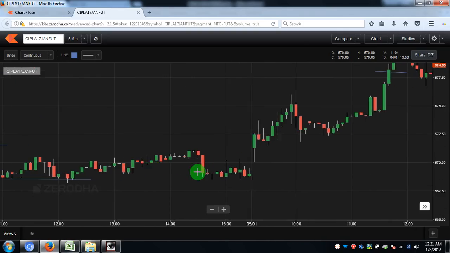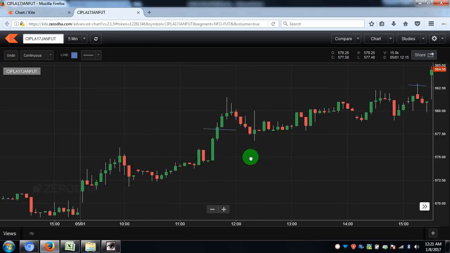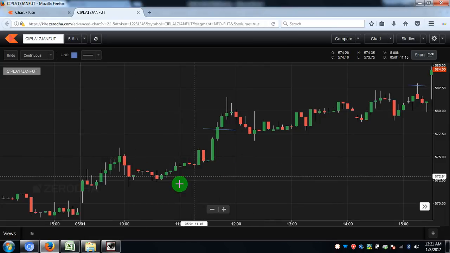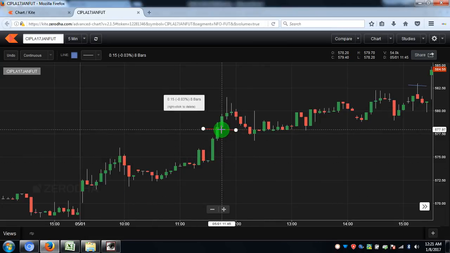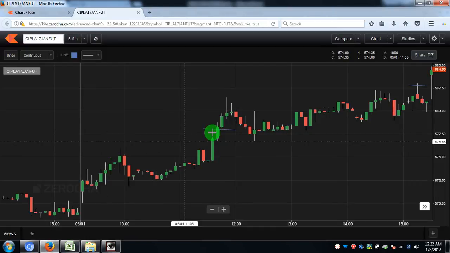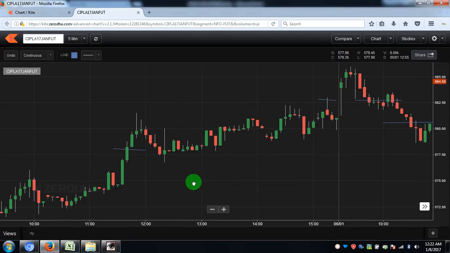So let us move with one more date, the 5th. These last two dates complete a total of 10 days of backtest I have done. So let us check one more, that is 5th January. This was the 5th January call. Here this blue line, 577.90 paisa, a buy call was generated. At 11:40 the buy was activated.